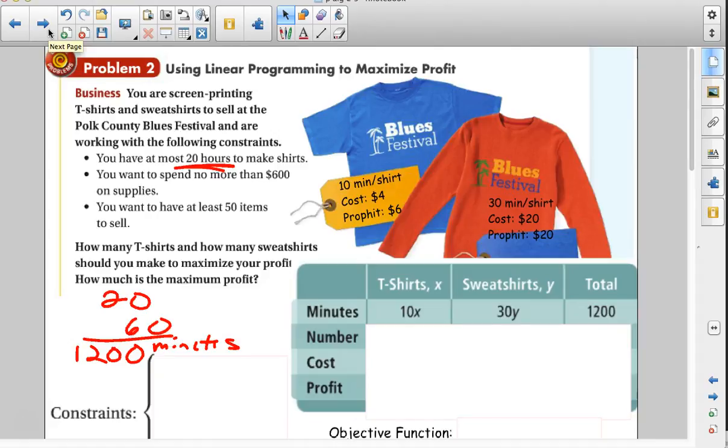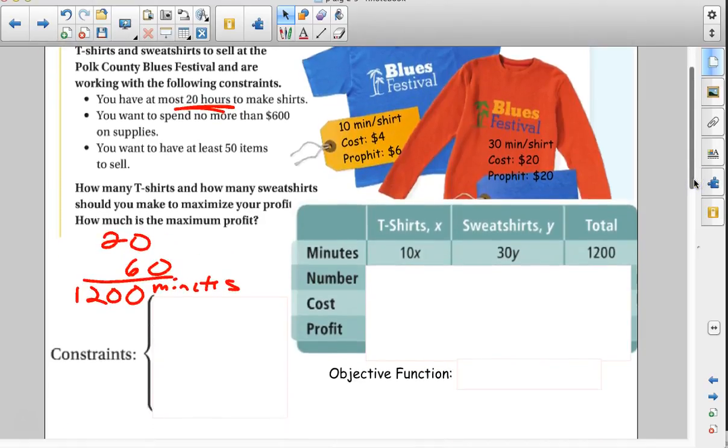and then dealing with the 1200. Now, I know they like this table thing, but this kind of drives me nuts because I certainly want to put the plus in there. And then I want to think, if I have at most 20 hours, obviously that's less than or equal to the 1200. So I go immediately to using that total and writing those constraints. Okay, well, it says you want to have at least 50 items to sell.